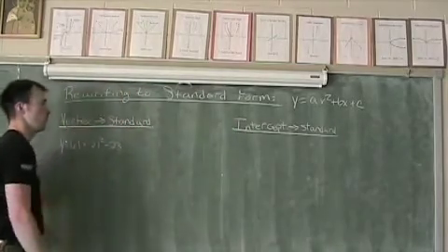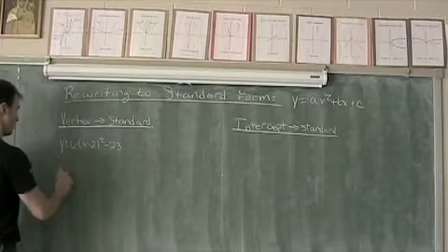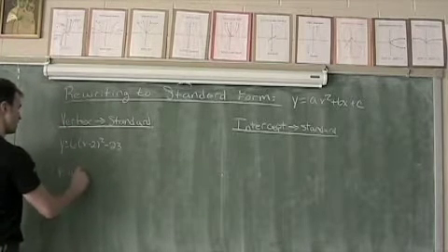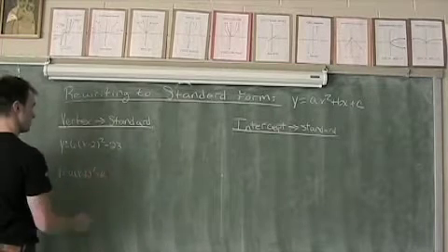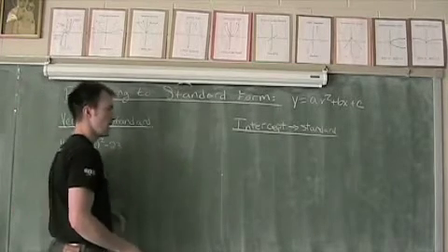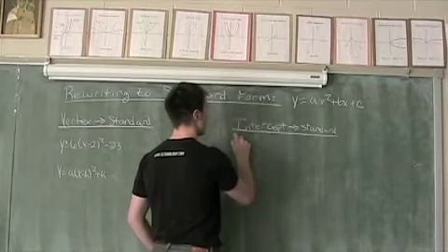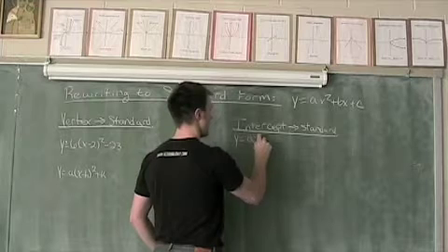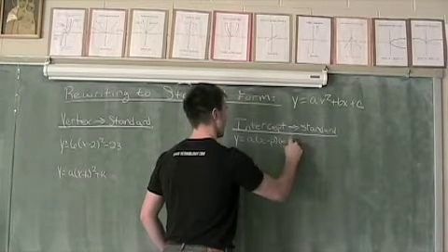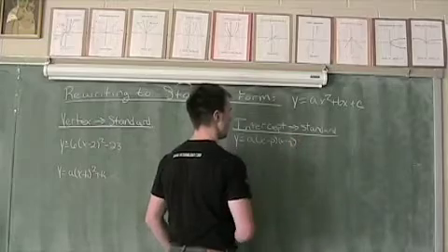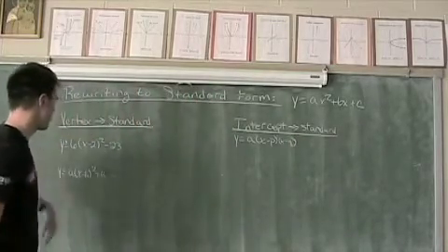Our vertex form follows the form y is equal to a times x minus h, quantity squared plus k, where the vertex is (h, k). Intercept form again is y is equal to a times x minus p times x minus q. And we'll be providing specific examples for how to multiply these out.